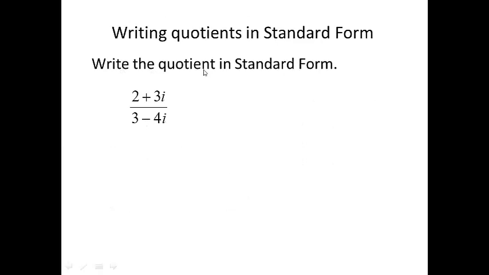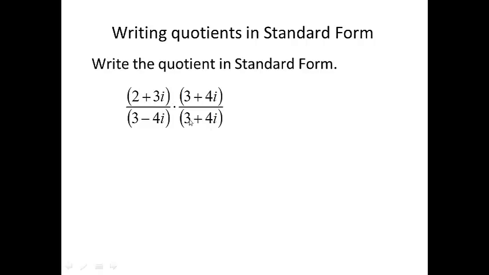Now write the quotient in standard form. Standard form is you're going to have a real number plus imaginary number, a plus bi. How do I get rid of this denominator? We can't have an imaginary number in the denominator, just like we can't have a square root in the denominator. Well, we just multiplied by the conjugate to turn a complex number into a real number, so let's do that. We're going to multiply by the conjugate of the denominator because we're worried about the i in the denominator. We don't care about the i in the numerator.